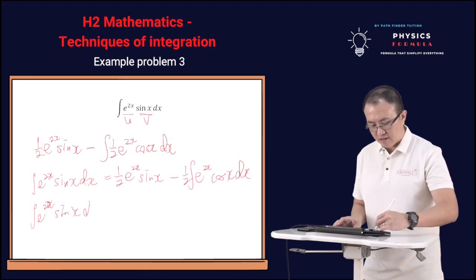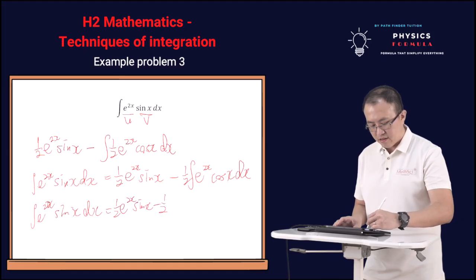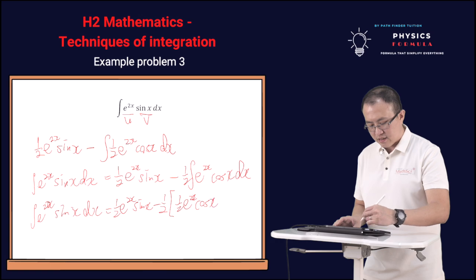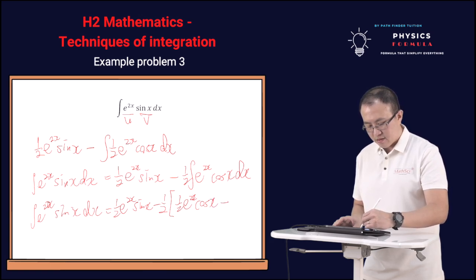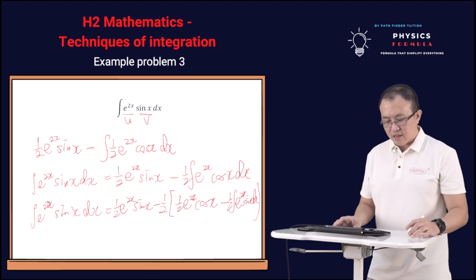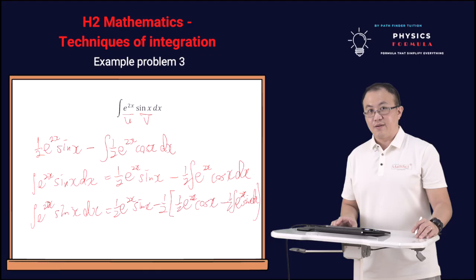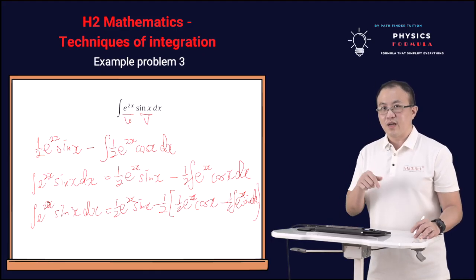So integrate e to x sine x dx. This one will become half e to x sine x minus half, then put a bracket. We do the same thing: half e to x cosine x, and we will have to subtract away the integration of half, put outside, e to x sine x dx. Okay, notice that the question came out again. Yeah, it's for that purpose.